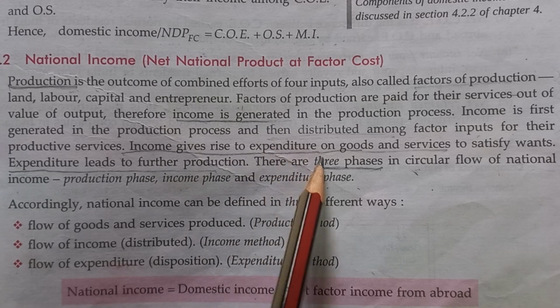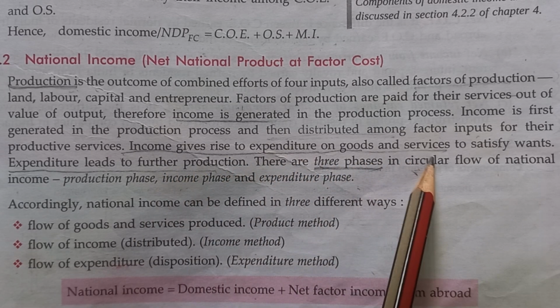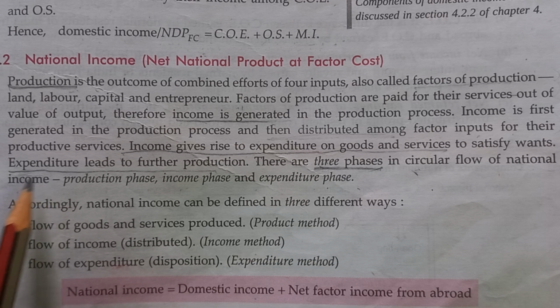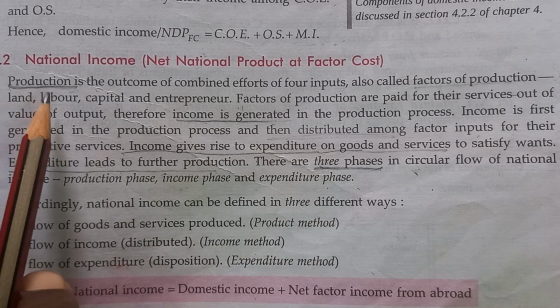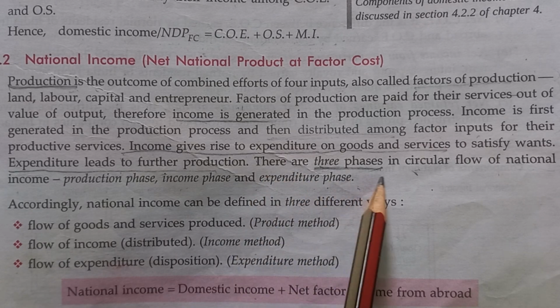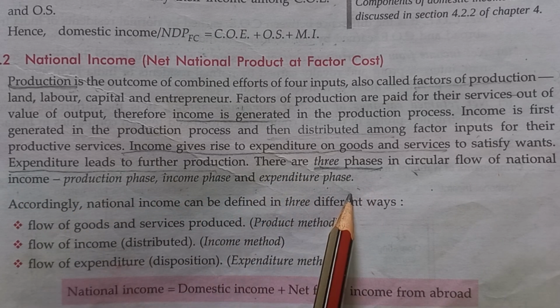Income gives rise to expenditure. Income gives rise to expenditure on goods and services to satisfy wants. So expenditure leads to further production. Again, expenditure will lead to further production process. There are three phases in circular flow of national income, that is production phase, income phase and expenditure phase.